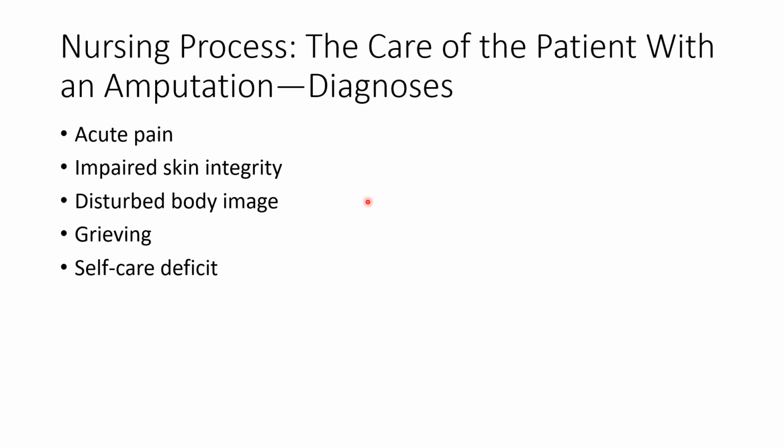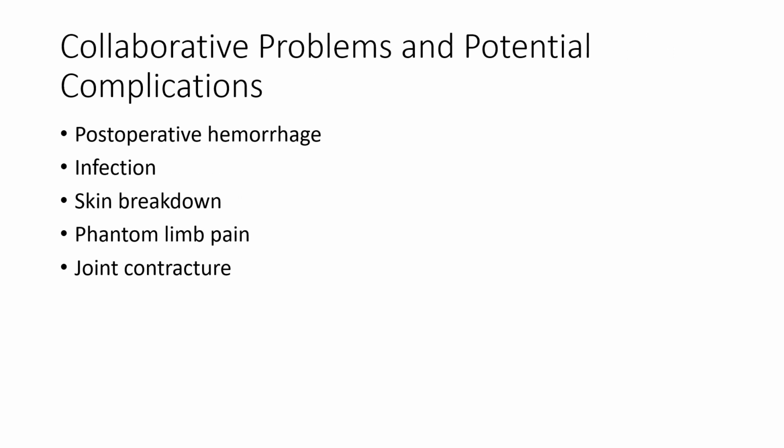So acute pain management, impaired skin integrity, disturbed body image. You're seeing disturbed body image for sure, grieving, self-care deficit. These are some of our major areas of concern that we have to make sure we are taking care of. The complications that we mentioned earlier include things like hemorrhaging, infections, skin breakdown, phantom limb pain, and joint contractures. Just really making sure we're medicating the patient and following whatever our orders are in terms of positioning the patient.